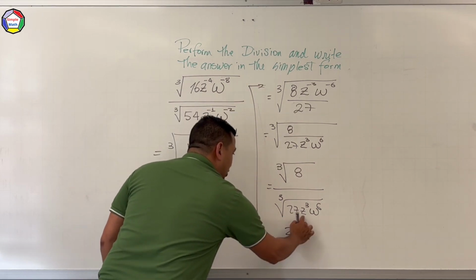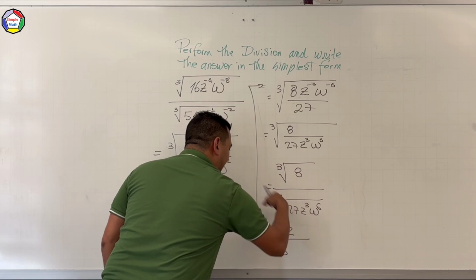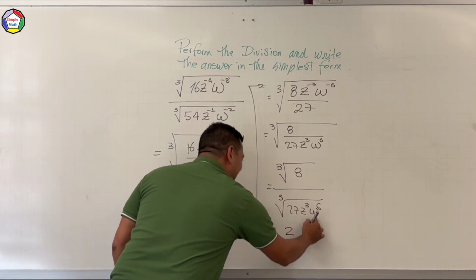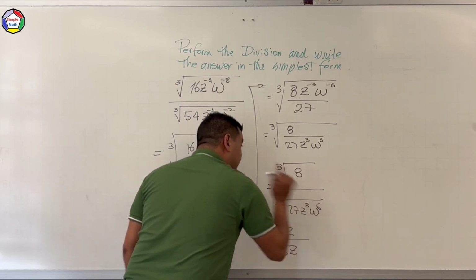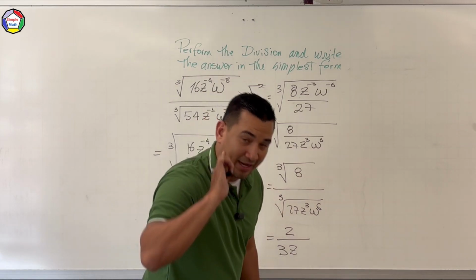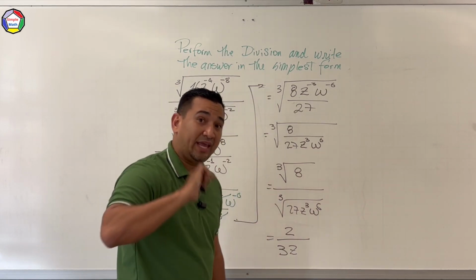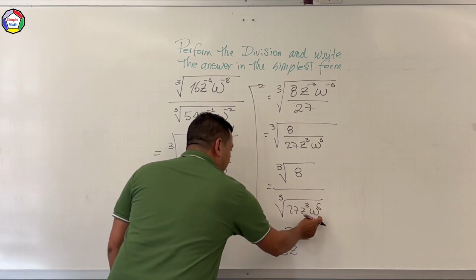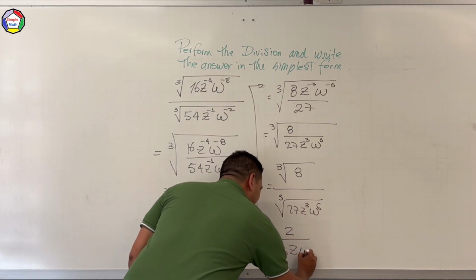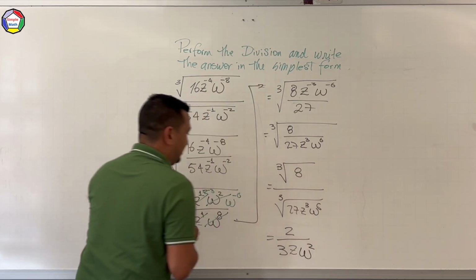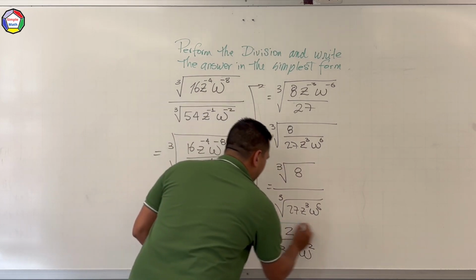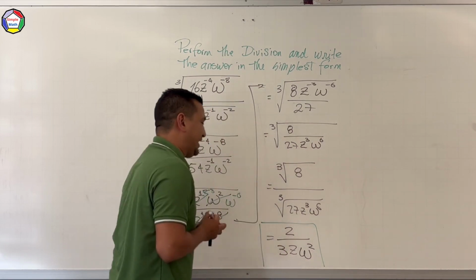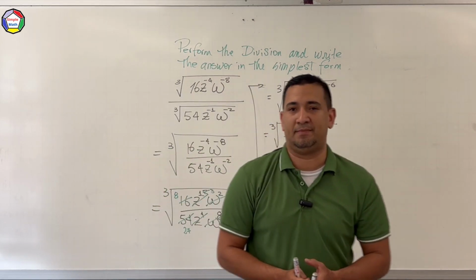The cube root of z to the power of 3 is z. And the cube root of w to the power of 6, remember, the cube root of a variable is to divide the exponent by 3. 6 divided by 3 is 2. So the cube root of w to the power of 6 is w to the power of 2. Ta-da! And this is the end of my exercise in the simplest form.